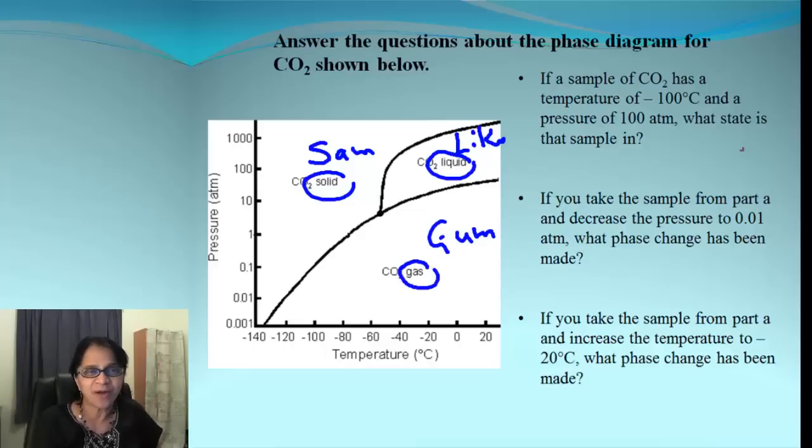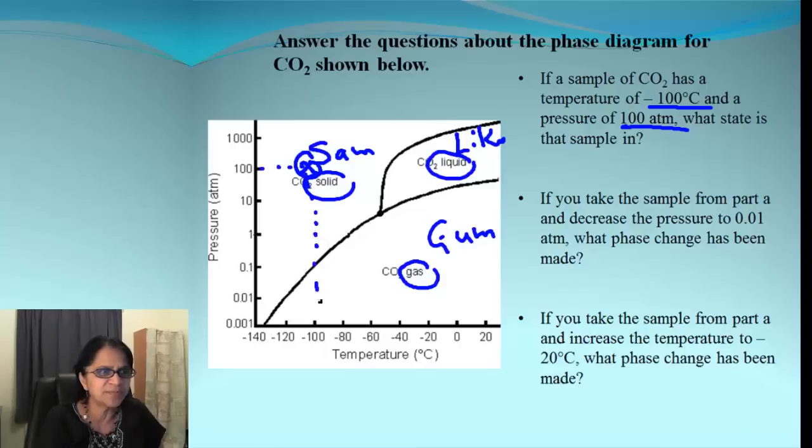And now let's find out what we have. The first one is we have a sample of carbon dioxide at a temperature of -100 and a pressure of 100 atmospheres. If I look up that point, if I go up here, my point will come somewhere around here, which corresponds to the given temperature and pressure. So what is my point? It's in solid. So there you go. Your answer for the first question is a solid.